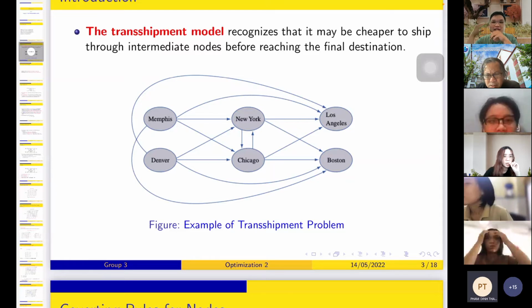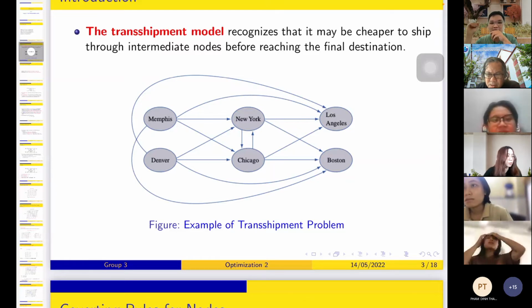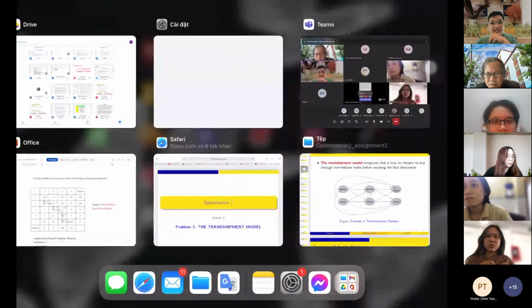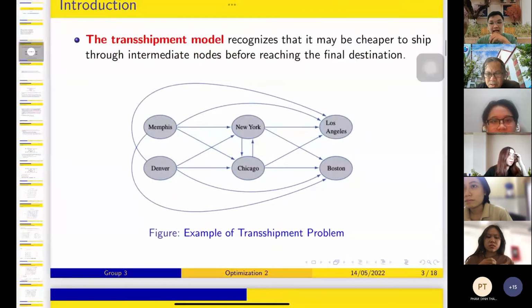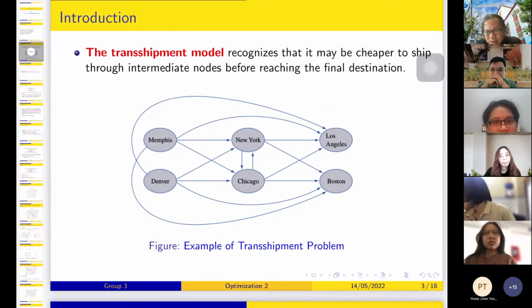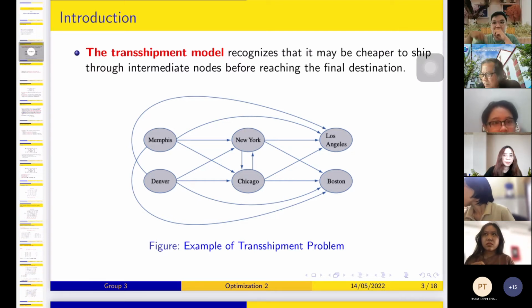Nó recognize đó là it may be cheaper to ship through the intermediate node before reaching the final destination. Trước khi ra Hà Nội thì nó sẽ đi tới những cái node trung gian để quãng đường rẻ hơn, cái cost sẽ rẻ hơn so với đi thẳng ra Hà Nội luôn. Nhưng sẽ có những cái đắt hơn, có cái rẻ hơn, và không phải lúc nào cũng rẻ hơn. Dạ thì bài toán ở dưới thầy, cái này em mới giới thiệu sơ về ý tưởng đó, bài toán còn ở dưới.